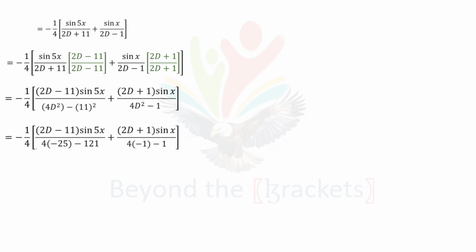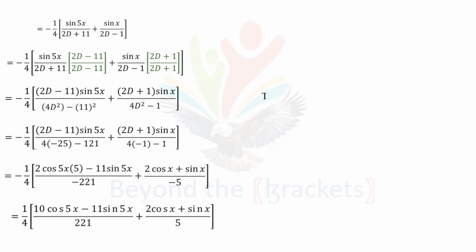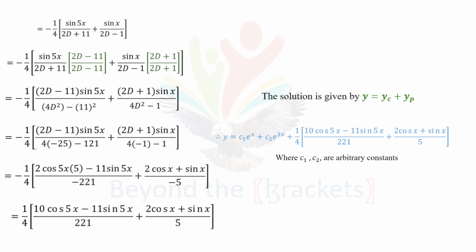Now the denominators are simplified, so we move to the numerator. 2 is constant. Differentiation of sin 5x will be cos 5x into 5 minus 11 into sin 5x. For the second term, again 2 is constant. Differentiation of sin x will be cos x plus sin x. Taking minus common for both the terms gives the particular integral. The solution is given by y is equal to yc plus yp. Substituting both the values completes the solution for this question.